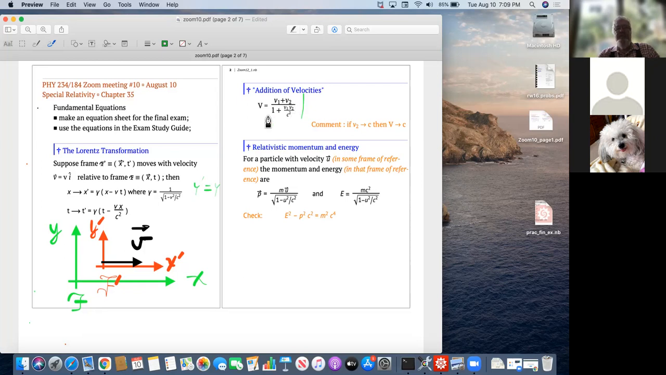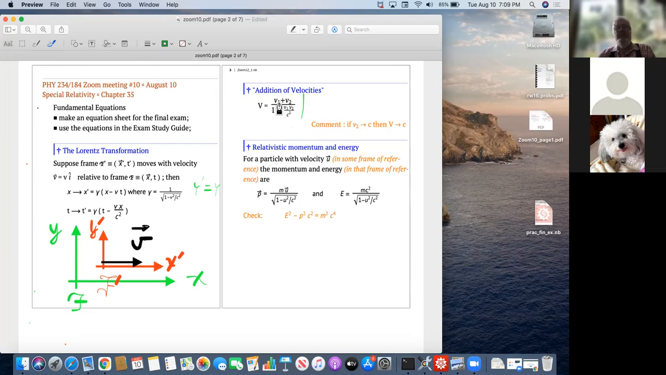The interesting feature of this combination of velocities is that it's not really addition of velocities. It's not simply the addition. It's the combination of velocities. And one of the interesting features is that if v2 approaches c, then in the numerator you have v1 plus c. In the denominator you have 1 plus v1 divided by c.